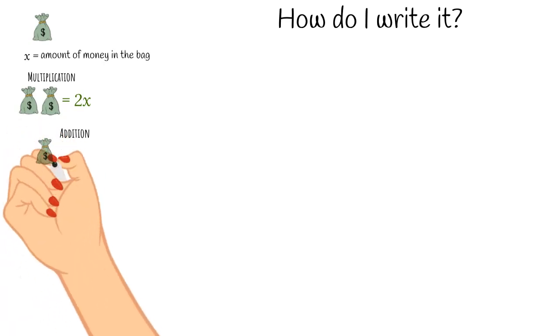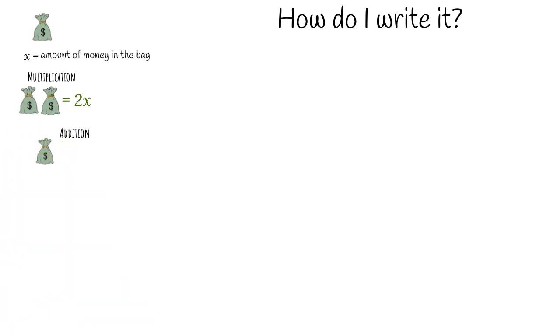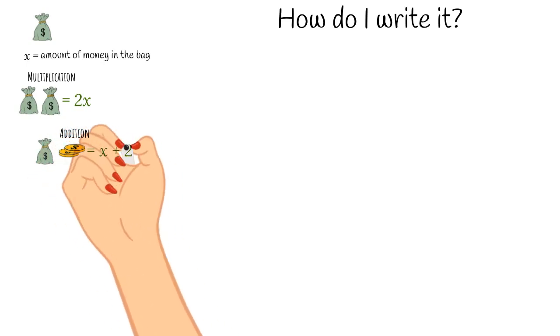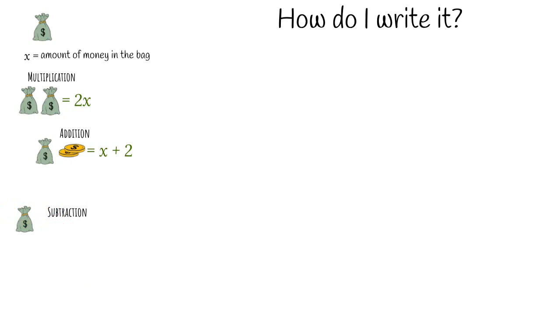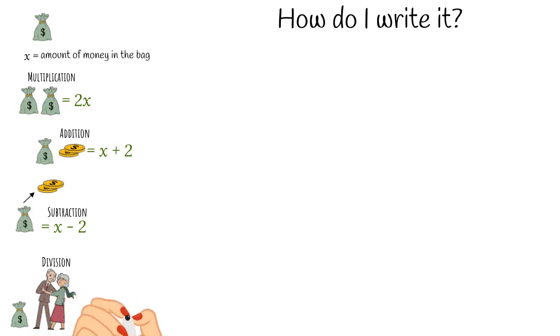So now let's look at addition. Let's say I have my bag of money and also 2 more coins. Well, how much do I have? x plus 2. And it's similar for subtraction. If I have my bag of money and I remove 2 coins, then I have x minus 2. My grandparents share everything, so their bag of money, they want to divide by 2. But we do not use a divide sign in algebra. We write it as a fraction instead, so it will be x over 2.